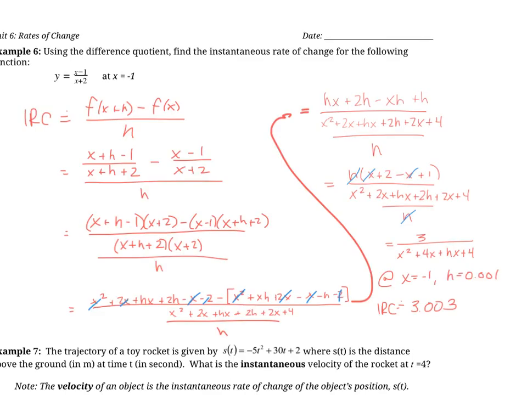Okay, there's the answer. That is a lot of algebra, and I didn't do it the most efficient way. You may be able to do it a little bit more efficiently, but it just has to do with simplifying fractions, canceling some stuff out, and you get your final simplified difference quotient, which looks like this. Not actually that simple, but when you plug in x as -1 and h as 0.001, I got my instantaneous rate of change at that point is 3.003, or approximately 3.